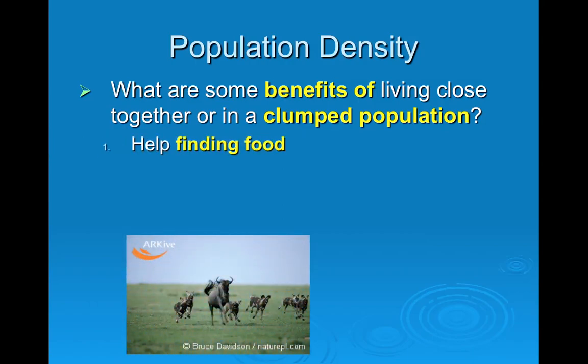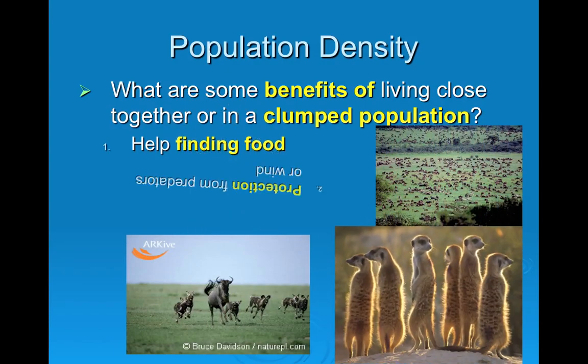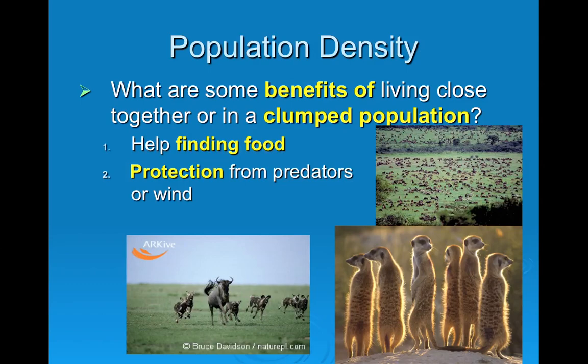One of them is you have help finding food. You have several sets of eyes that can look out and they can scan and look for food. You also have protection from predators or wind. Salmon use this a lot. Salmon often move in schools. What this does is it does not single out any single salmon. The predator can only get one of the salmon from the school, and the rest of the salmon can escape without any problem. If you just had one salmon swimming in the ocean and you had one predator, that predator can easily single out that one salmon and kill that one salmon. However, if you travel in a large group and there's one predator trying to get to their meal, they're going to take one salmon from the group, and the rest of the school can survive.